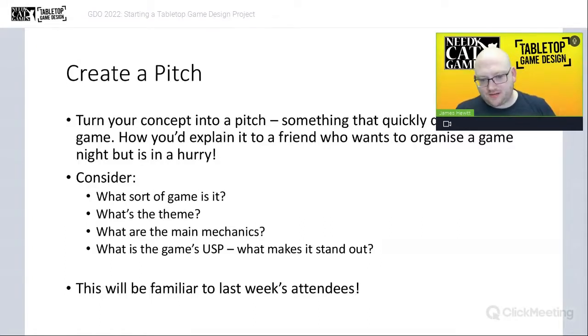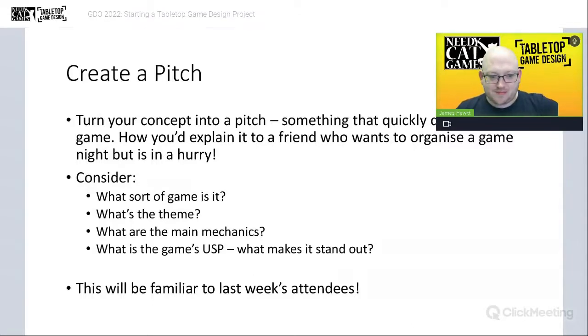So, as it says here, think about how you'd describe it to a friend who wants to organize a game night, but is in a hurry. You want to quickly say, "Oh, we should play this game because it's about this. Here's why it's cool. Here's what the theme is. Here's what the main mechanics are. Here's why it's unlike anything else that we're going to play. Here's why it's unique." And you're trying to get that information to them before they start setting up.